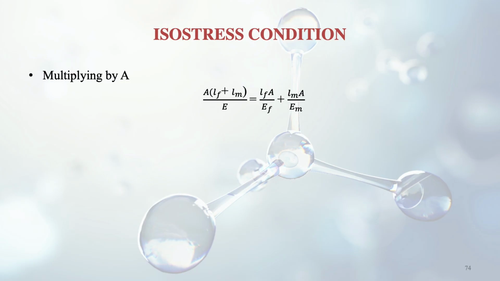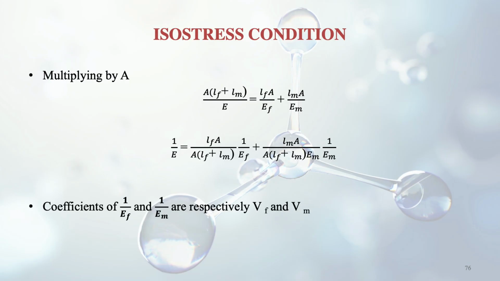And from arranging these equations, we get 1 by E is equal to LFA by A into (LF plus LM) into 1 by EF plus LMA in the numerator divided by A into (LF plus LM) into 1 by EM. So we have separated the things 1 by EF and 1 by EM, and we get the coefficients of that. So we see here that coefficients of 1 by EF and 1 by EM are nothing but VF and VM, meaning the volume ratio of the fiber and the matrix.